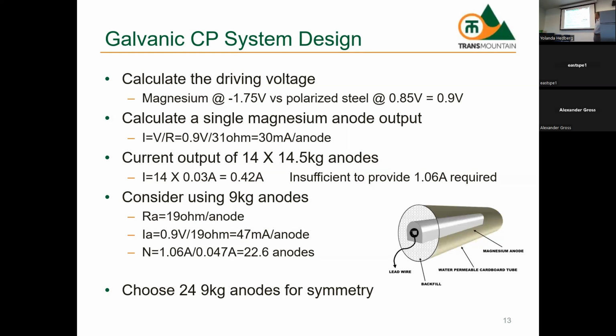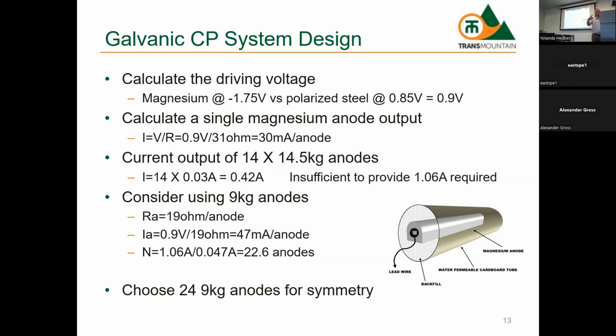If you have never seen an anode package before, this silver portion is the magnesium. It has a cable coming out of it. In here is a backfill, typically a bentonite type backfill, just to lower that resistance to the soil. So we've got 24 anodes.